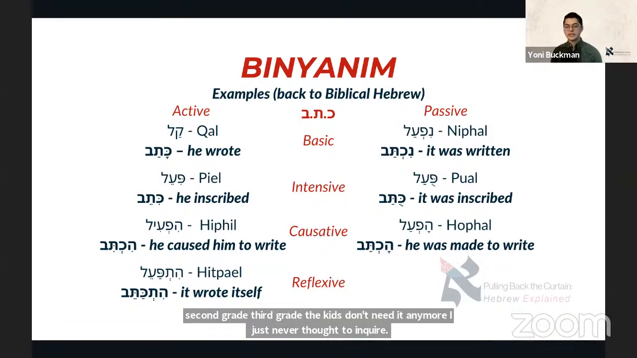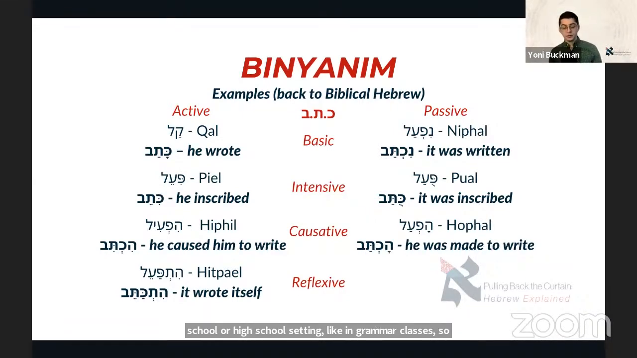Yeah, so it's typically used in a late middle school or a high school setting, like in grammar classes. What's funny is that my grasp of Hebrew grammar is actually much better than my grasp of English grammar, not because I wasn't taught it in school, but because I know English, I wasn't paying attention. And I took that for granted.